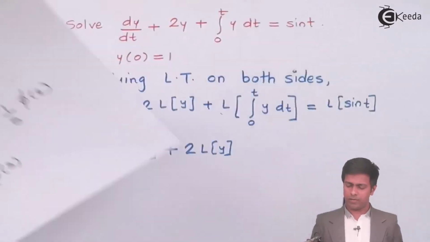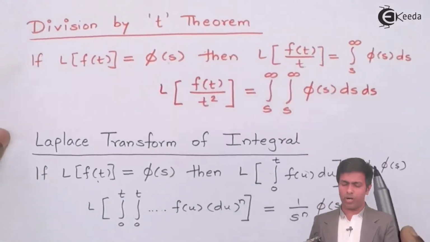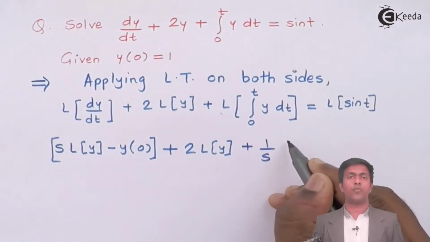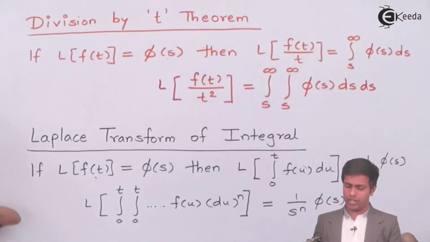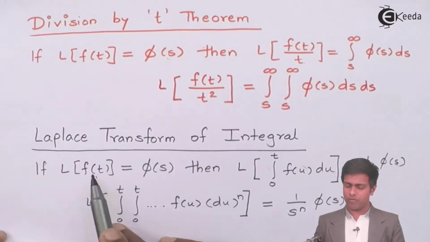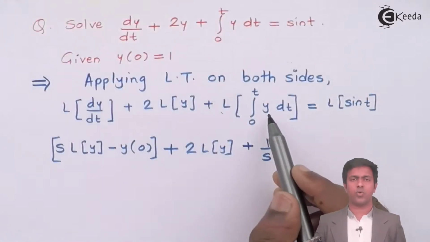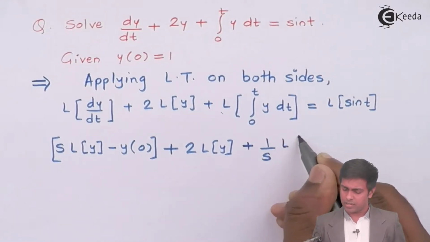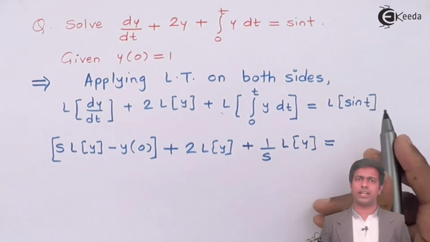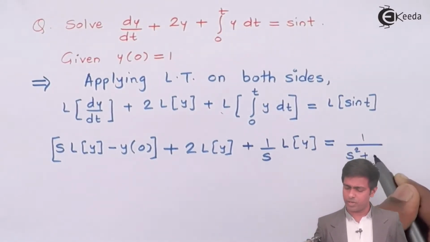So here our answer for this property will be 1 upon s into phi of s, and as I told you, phi of s is nothing but the Laplace transform of this function of u or function of t. Now here our function is y, so that is nothing but Laplace of y. And guys, Laplace of sin t is a standard formula. It is 1 upon s square plus 1.